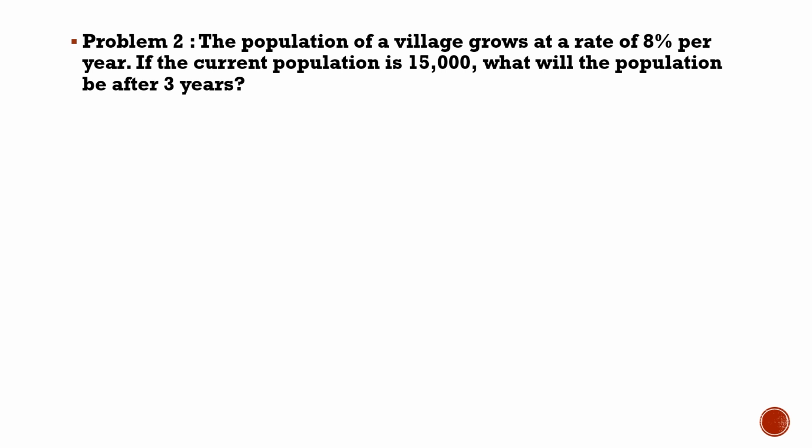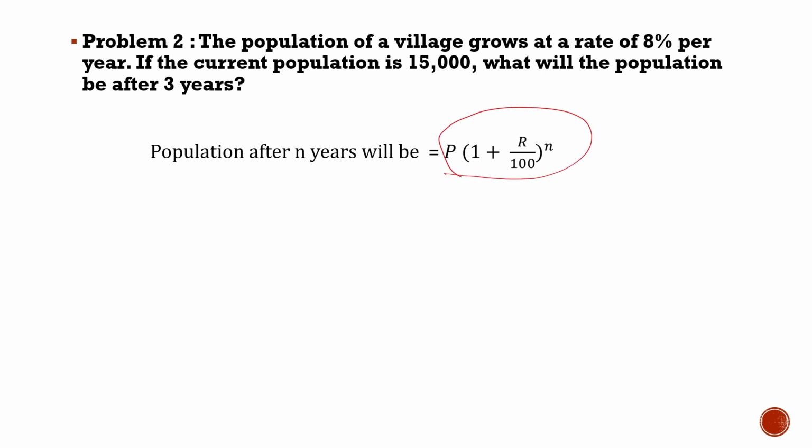What will be the population after 3 years, right? So there is a formula. I have already written the formula here. The formula says that if the initial population or current population is given, then given the percentage change or growth rate of the population, you can find out the population after n years. So this is the formula to find out the population after a specific year.